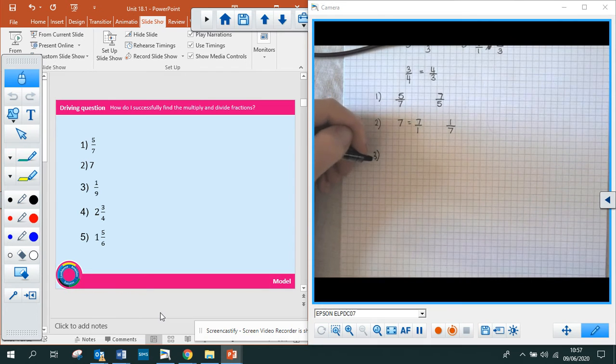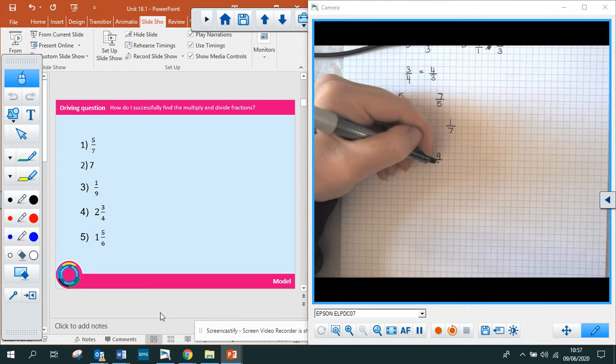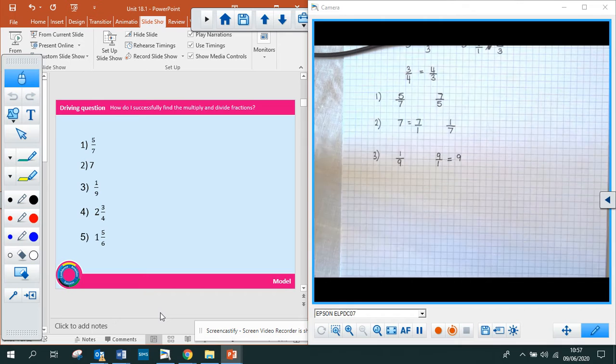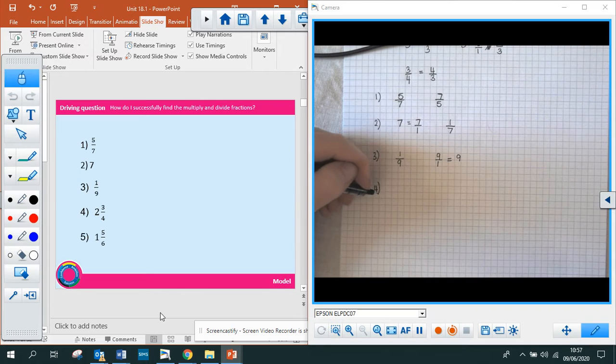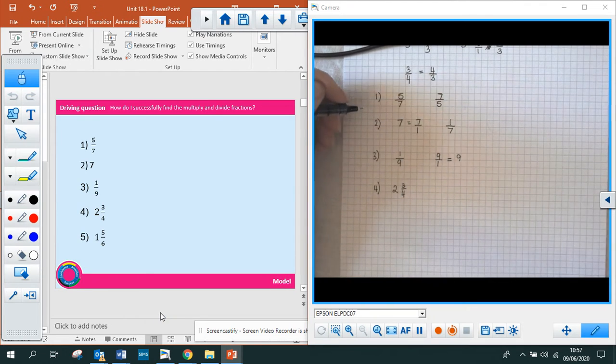Question 3, I've got 1/9. To find the reciprocal, just flip it. 9 over 1. 9 over 1 is 9. Number 4 is more involved now, so watch carefully. Number 4, I've got 2 and 3/4.